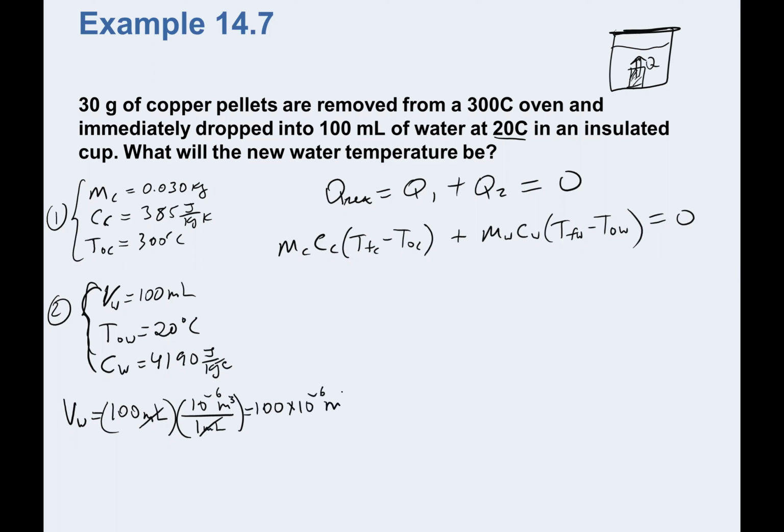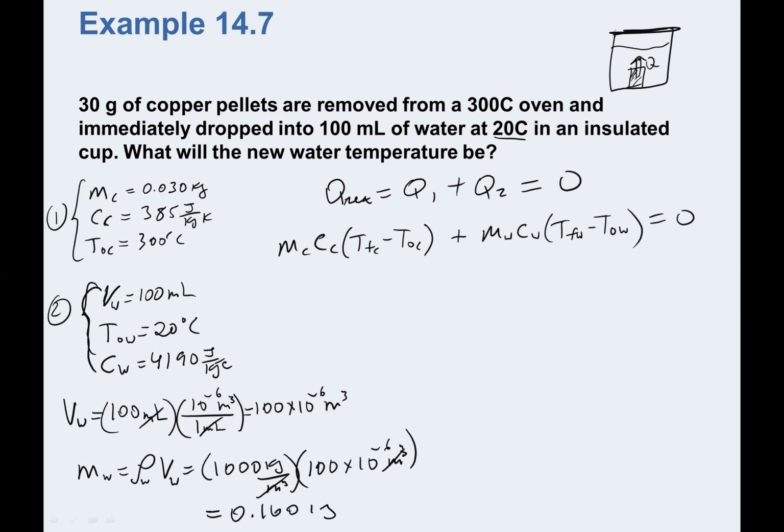And I can find the mass because I have an equation where mass of water will be equal to the density of water times volume of water. Density is 1,000 kilograms per cubic meter, and then times 100 times 10 to the negative 6 cubic meters. You can see cubic meters cancel out, and we're going to get the mass as 1,000 times 10 to the negative 6. So we get 100 times 10 to the negative 3, or 0.100 kilograms.